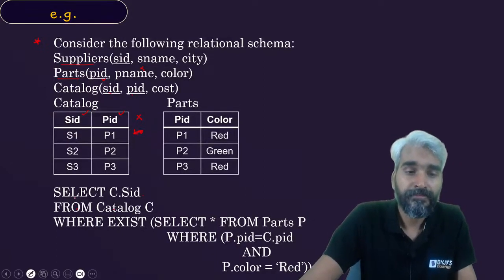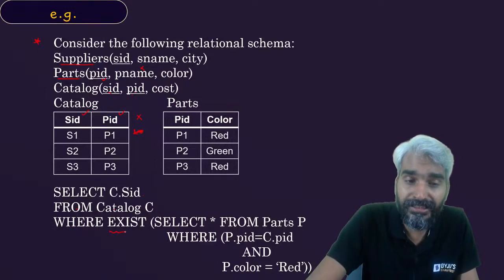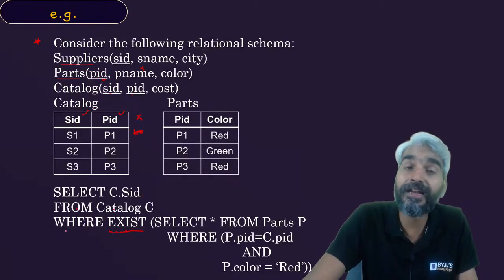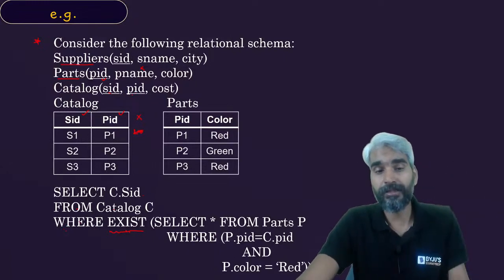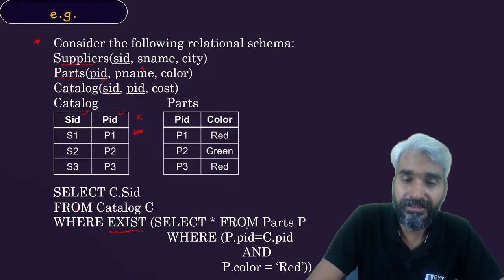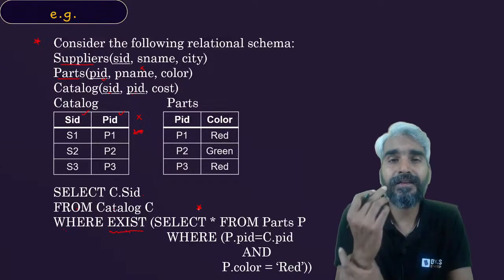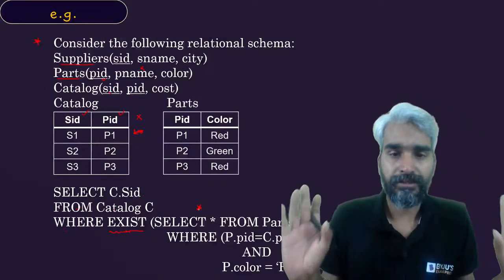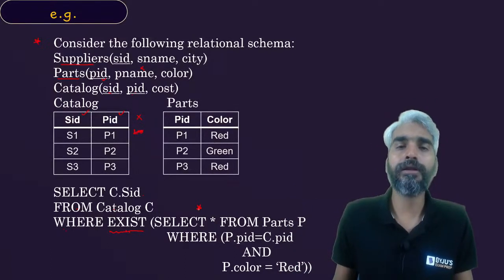Okay, so what does it say? Select C.SID from catalog C where EXISTS. This is the operator being used. If EXISTS returns true, then the WHERE condition will be true. If EXISTS returns false, then the WHERE condition will be false. Got the idea? Now this is your inner query. The very first question is, tell me whether this inner query is an independent nested query or a correlated nested query.